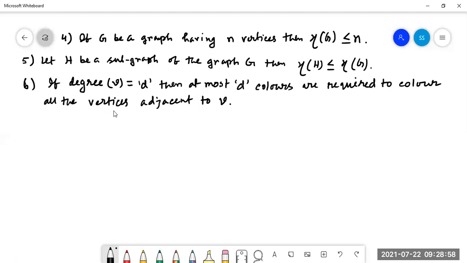Is it clear? Degree of V is equal to D. Then at most D colors are required to color all the vertices. It is given that at most, that means this is the highest. It cannot exceed D. Maybe less than that.